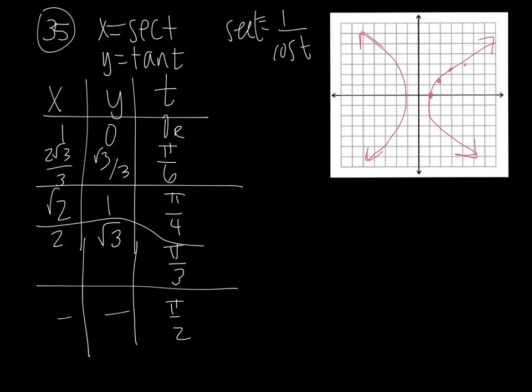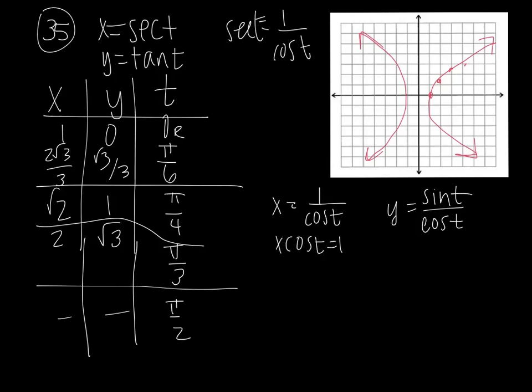So, to solve for the graph here, just change it into x equals 1 over cosine of t and y equals sine of t over cosine of t. So then x cosine t equals 1. Y cosine t equals sine t. And in this case, you could solve for cosine t both times. Cosine t equals 1 over x. Cosine t equals sine t over y.